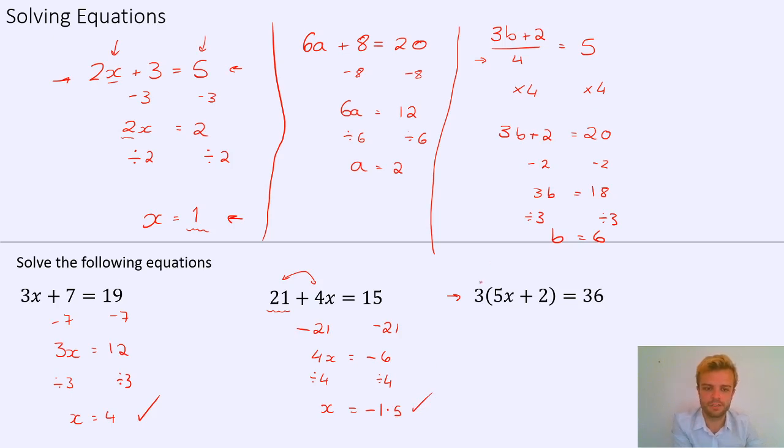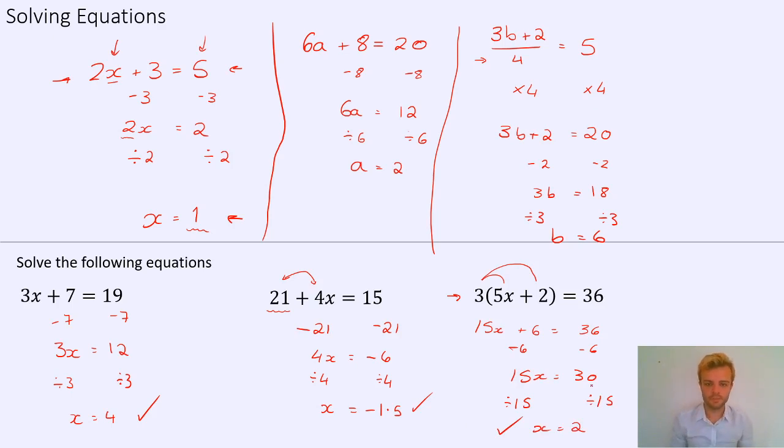And now this one, I talked about how we need to multiply out these brackets before we can solve the equation and work out what x is. So 3 times 5x is 15x, and 3 times 2 is 6, and that's still equal to 36. Then we take away 6 from both sides, leaving us with 15x equals 30, and finally we divide by 15 to get x by itself, which is equal to 2.